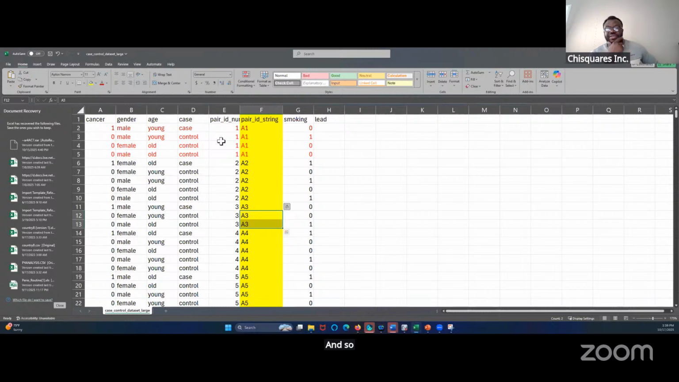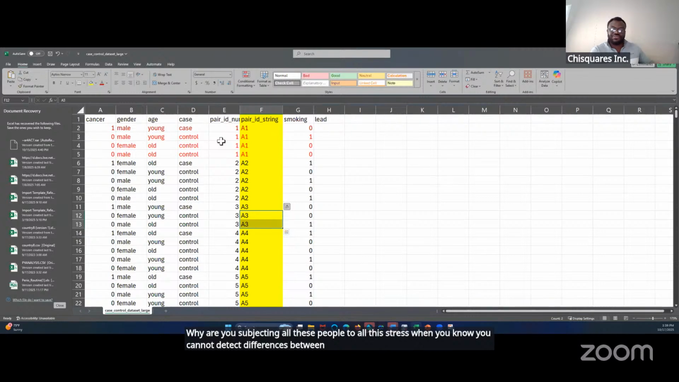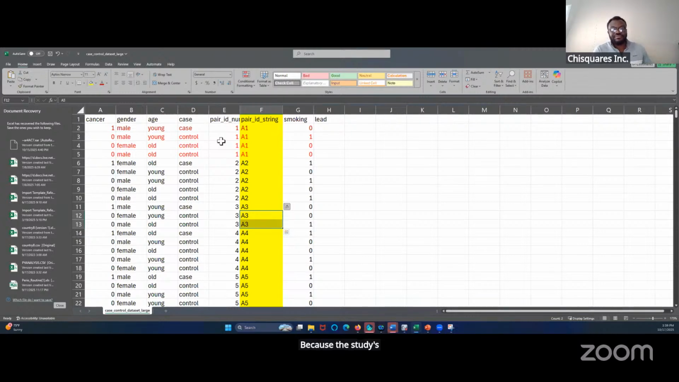And if you don't have controls for each case, we're now getting into the domain of unethical science. Because the question then arises: why are you subjecting all these people to all this stress when you know you cannot detect differences between cases and controls, because the study is underpowered? So the burden is now on you to make sure that you find a control for each case.